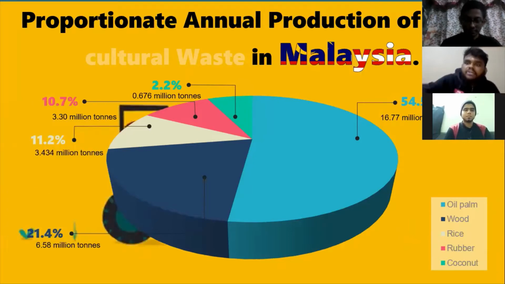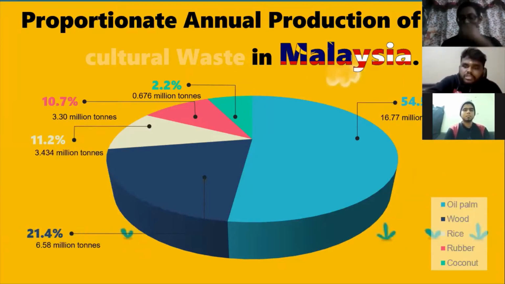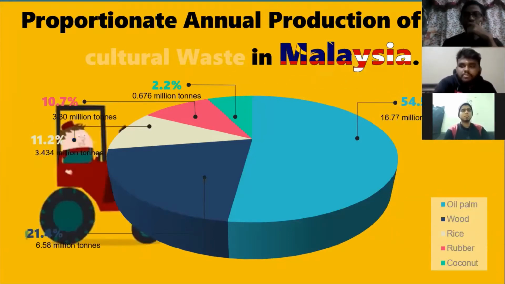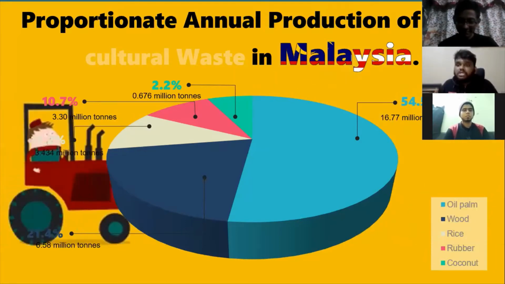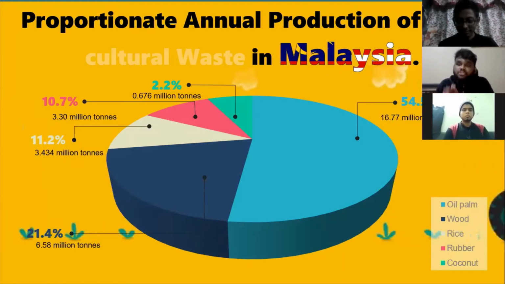Okay, so next, after the oil palm, we will go for the wood, followed by rice, rubber and coconut. So you can see the percentage over here. More than 50% contributing is oil palm waste.